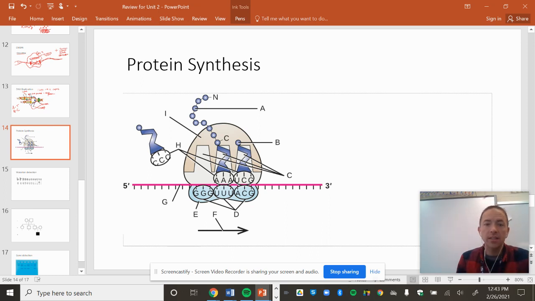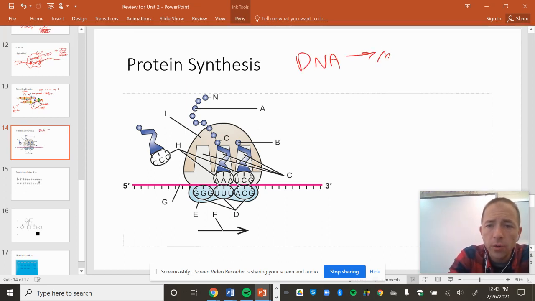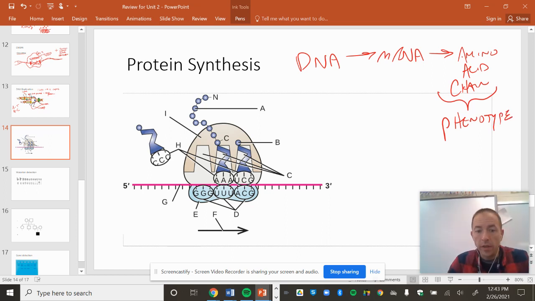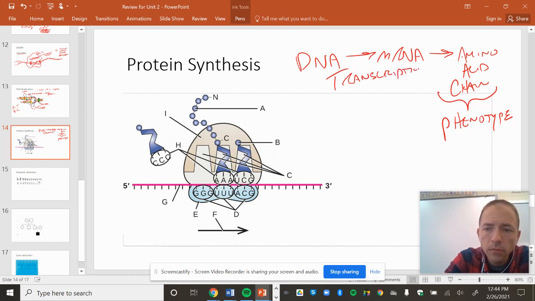You is protein synthesis. Because remember, protein synthesis is taking DNA, turning it into mRNA, and then turning it into an amino acid chain. And that amino acid chain is your phenotype, right? How you look, the way you sometimes even behave. That's all connected to your DNA turning into an amino acid chain. So the DNA to mRNA section, this is transcription, just review. And that's going to happen in the nucleus. And we use RNA polymerase to do it.